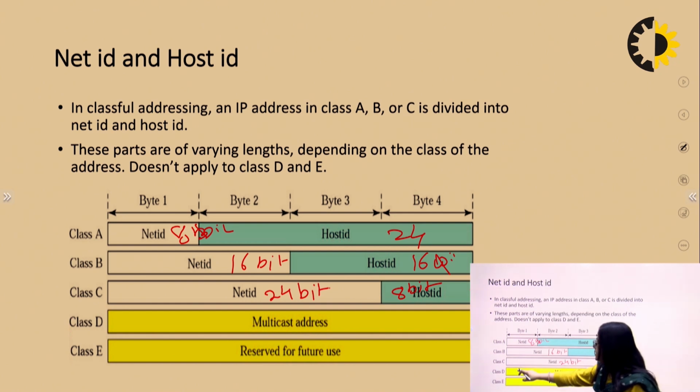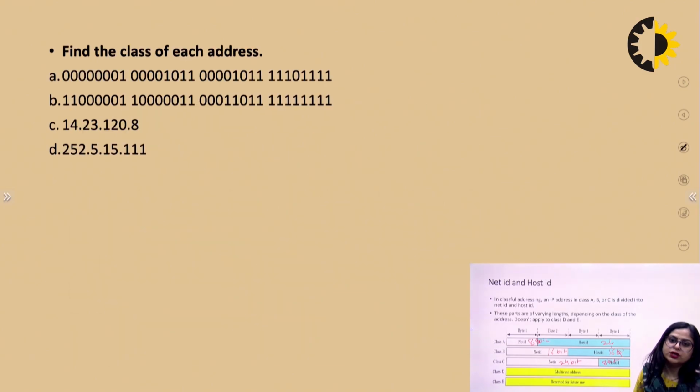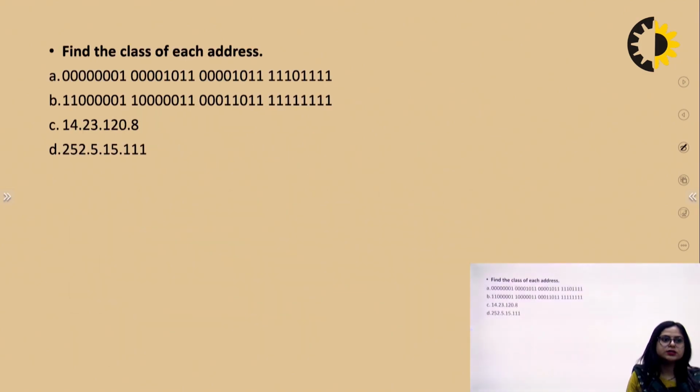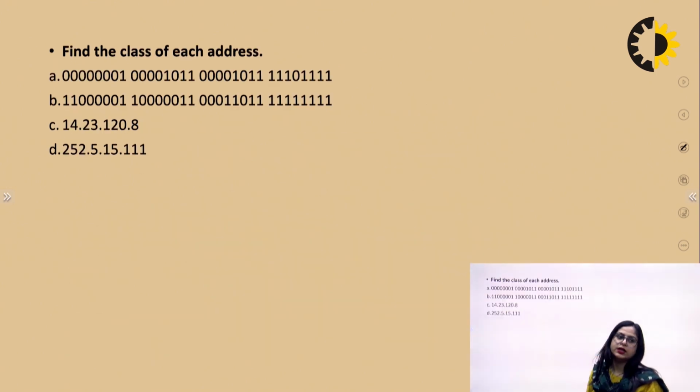Okay. Class D and class E are not partitioned into net ID and host ID. Here class D is used for multicasting addresses, where multicasting is nothing but when there is one sender and multiple receivers, and class E is reserved for future use. For research purposes we have reserved these class E addresses.